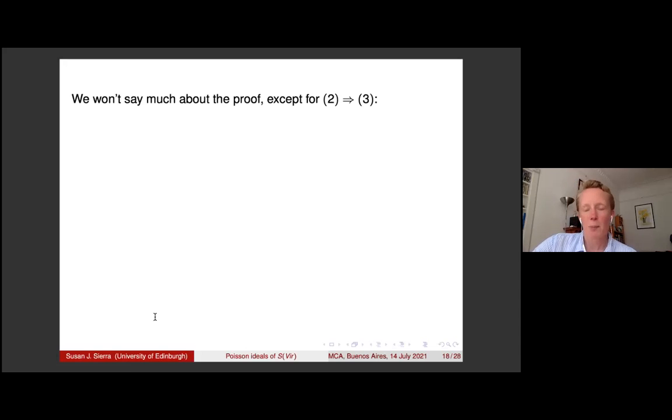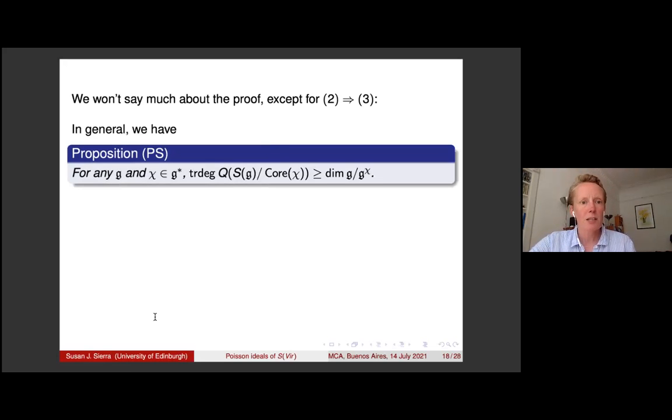So I'm not going to say much about the proof of this theorem, but I did want to mention the proof of 2 implies 3. So a non-trivial Poisson core says the isotropy subalgebra has finite codimension. It turns out to be a general fact that for any Lie algebra and any function on the Lie algebra, an upper bound for the codimension of the isotropy subalgebra is given by the transcendence degree of the ring you get where you factor out the Poisson core. It turns out to be one of these nice proofs where it just comes down to evaluating the right determinant. A lot of mathematics seems to do that.